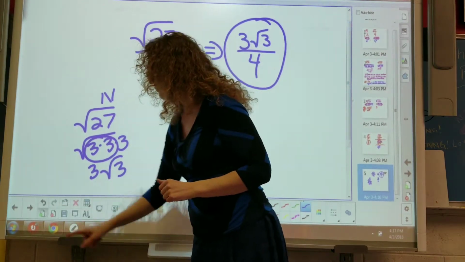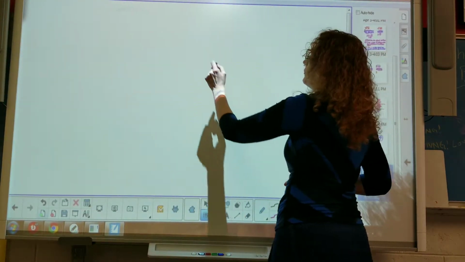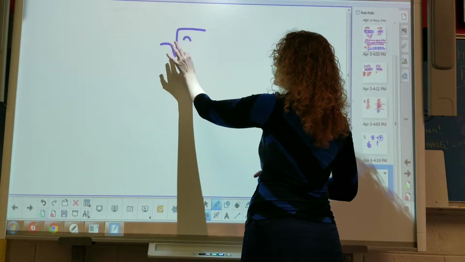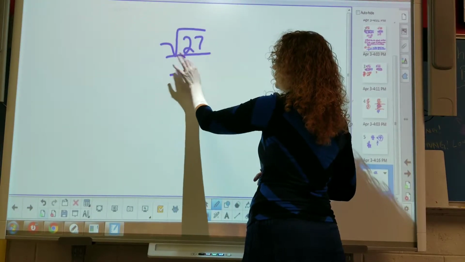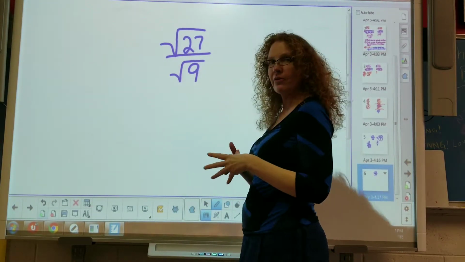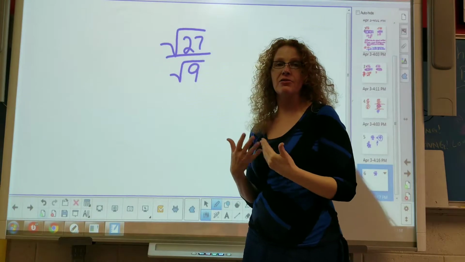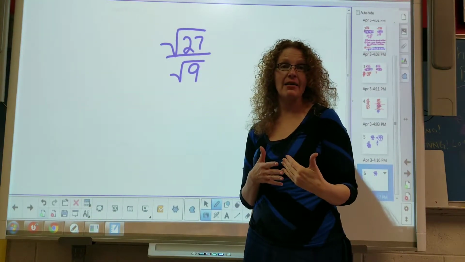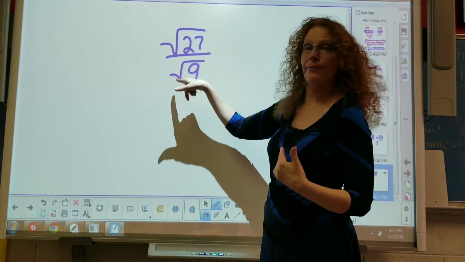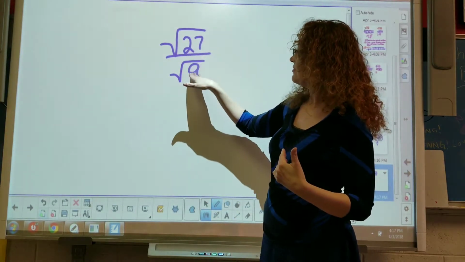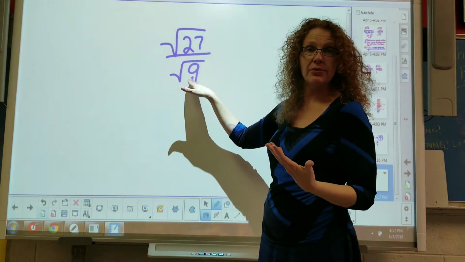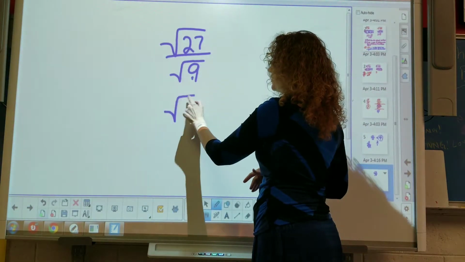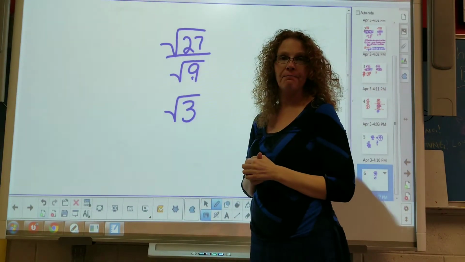Now, you may also end up with something like this. Square root of 27 divided by the square root of 9. Now technically these are like terms. I can look at both of these and think of them as x because they're both square root. 27 divided by 9 is 3. So then my answer is the square root of 3.